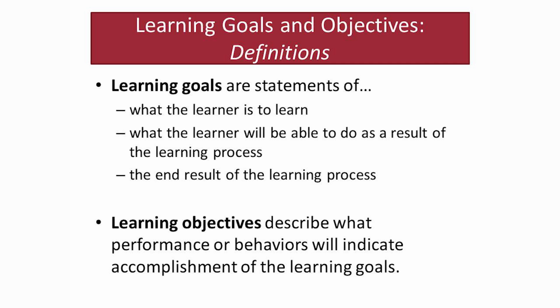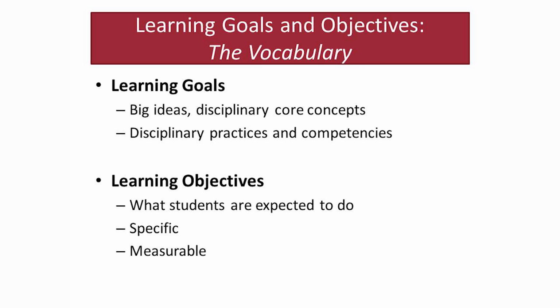Let me just say that people use goals, objectives, outcomes a little bit interchangeably. This is the way I'm going to use it for this talk. Learning goals are these big statements of what the learner is to learn. The learning objectives are statements that describe what performance or behaviors will indicate accomplishment of the broader learning goals. Okay? So learning goals are about big ideas, disciplinary core concepts, disciplinary practices and competencies. Then when we write the learning objectives, they are a description of what the students are expected to do. They're specific and they're measurable.